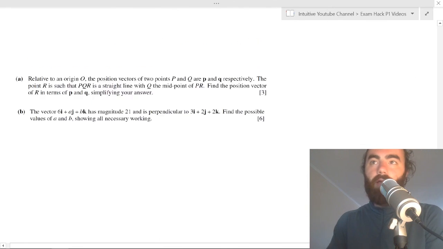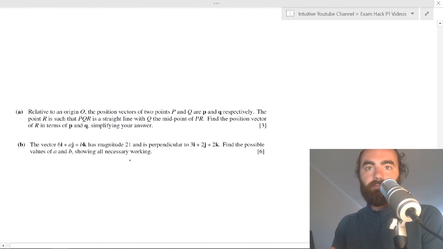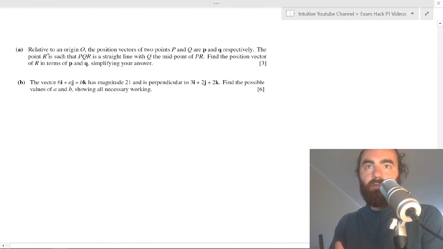Okay, then the final question here is a vector question. And so let's look at this. Relative to the origin, we have 2 position vectors, p and q, which are p and q lowercase respectively. And the point r is such that PQR is a straight line, with q as the midpoint of PR. Find the position of r in terms of p and q.